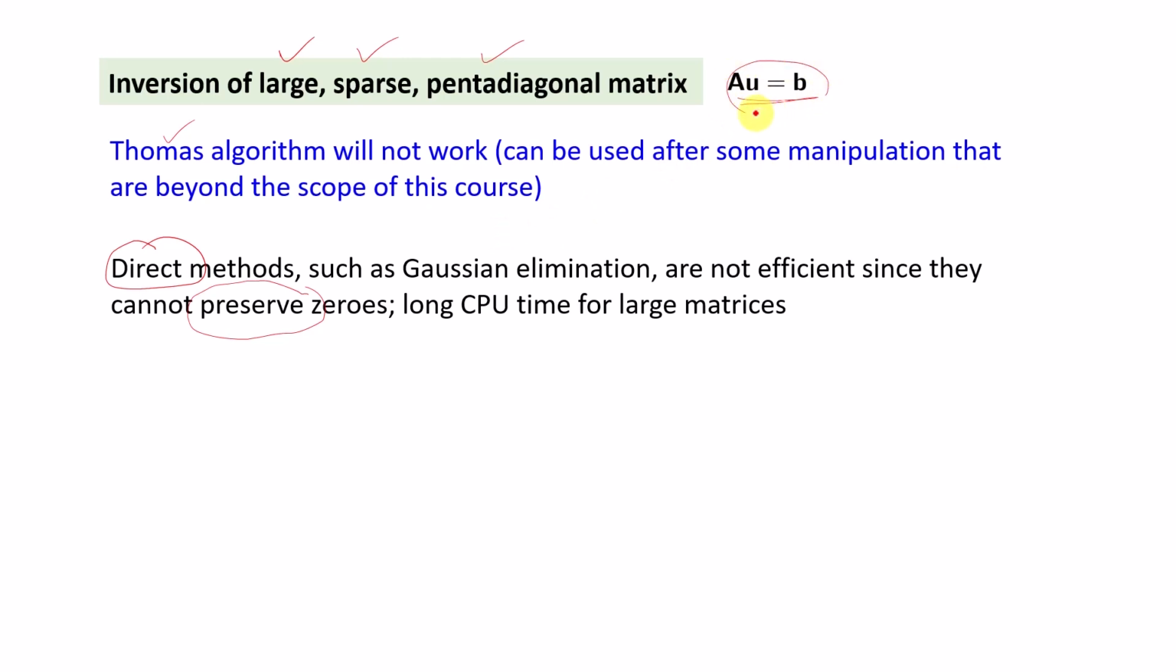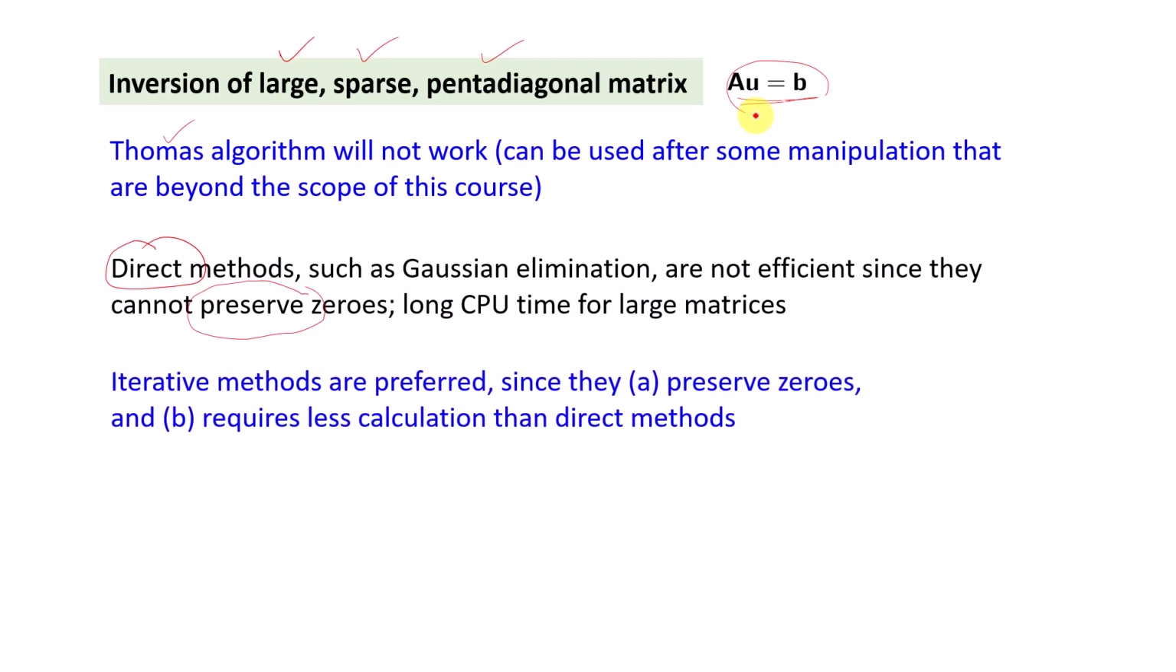And we know that kind of method. They are iterative methods. They will preserve zeros. And in the case of large matrices, iterative methods usually require less calculation and consequently less CPU time compared to direct methods. That is why in problems like this, iterative methods are more useful.